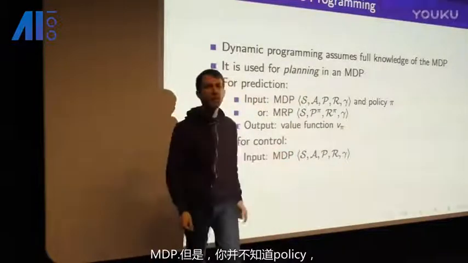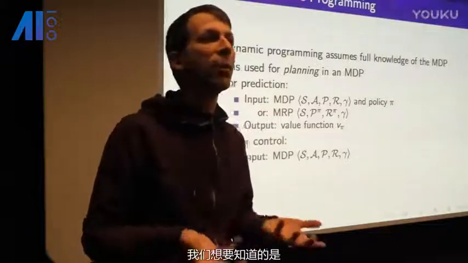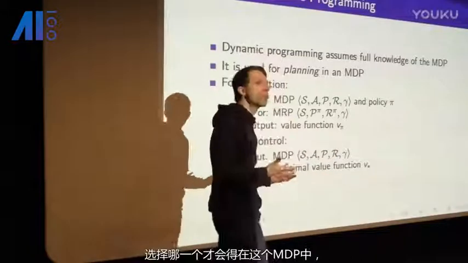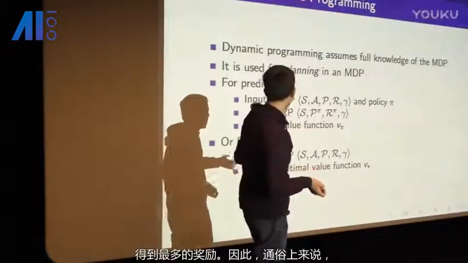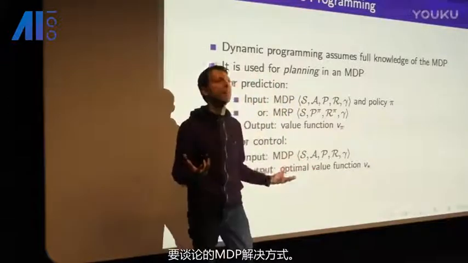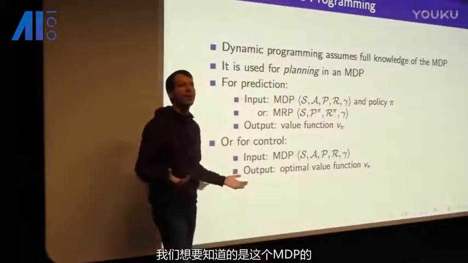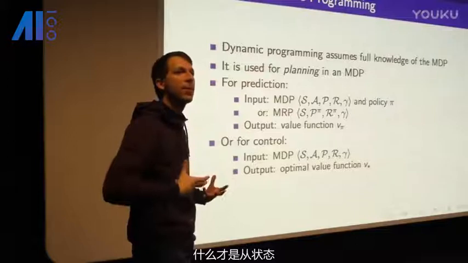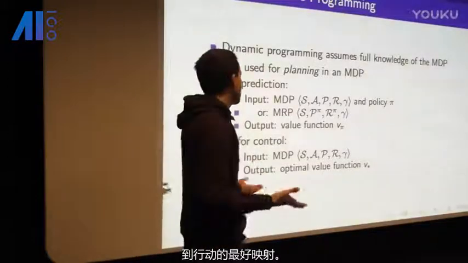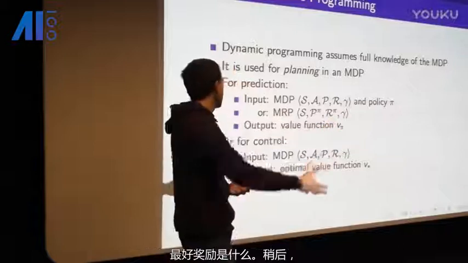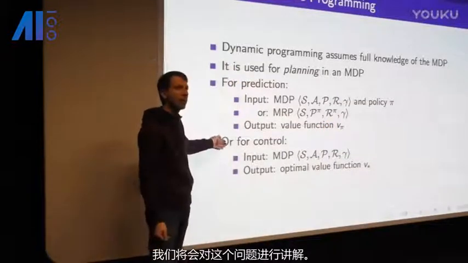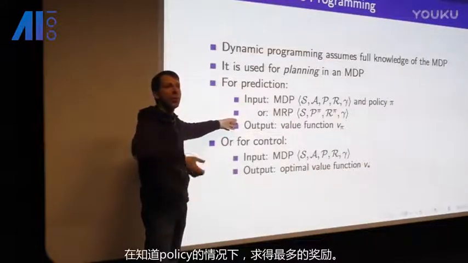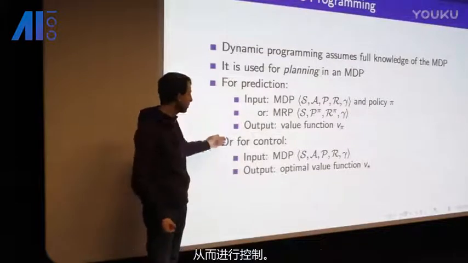So someone gives us an MDP. But now, instead of giving us a policy, what they want to know is the best policy. They want to know, amongst all different policies, what's the most reward that can be achieved in this MDP. Informally, this is what we think of when we think about solving an MDP. What's the best possible policy, the best mapping from states to actions, that is going to achieve the most long-term reward? That's the problem we're going to address later on. So we'll start with prediction, figuring out how much reward you'll get under a given policy, and then we'll use that as an inner loop to do control.